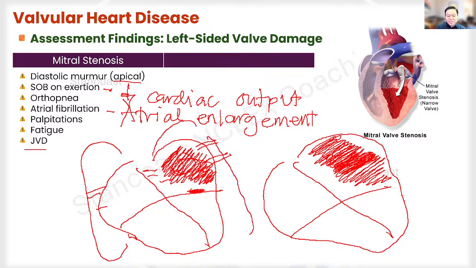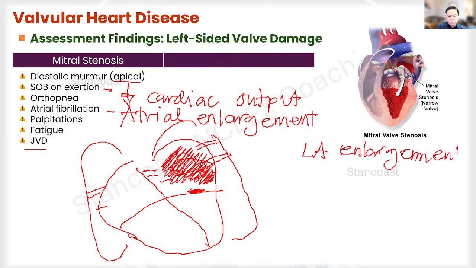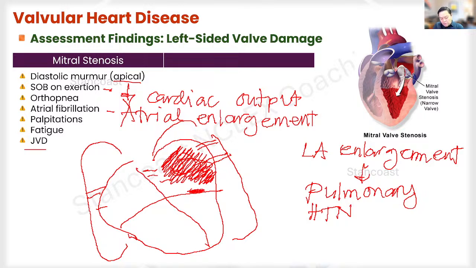And it just doesn't stop there. When there is pulmonary hypertension because of the backflow of the blood coming from the left side of the heart, this can also cause stress on the right side of the heart. Okay, so let me just put a diagram here. Left atrial enlargement. It can lead into pulmonary hypertension because of the backflow. Pulmonary HTN, short for pulmonary hypertension, and then this can cause increased pressure in the right ventricle.